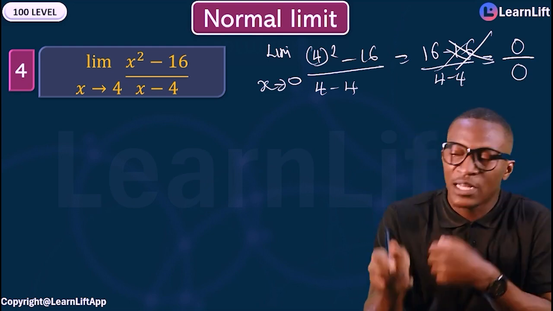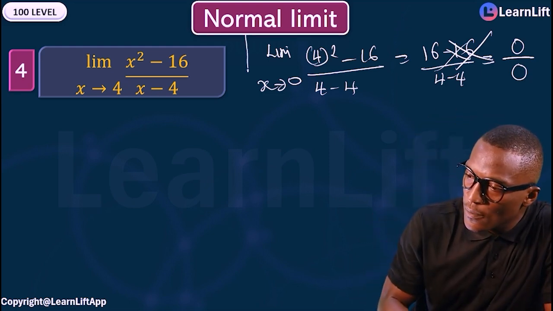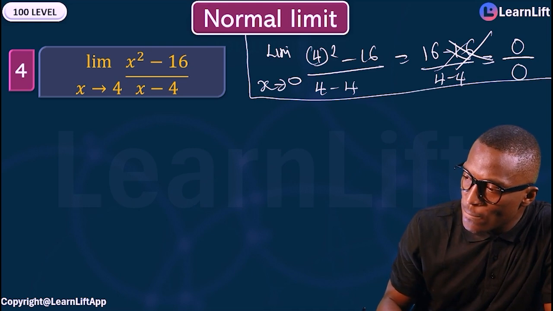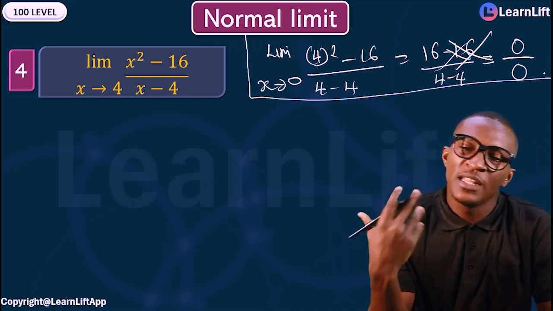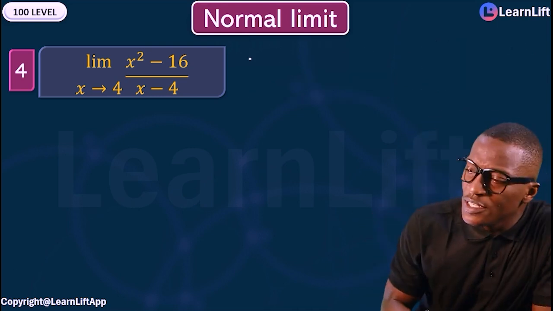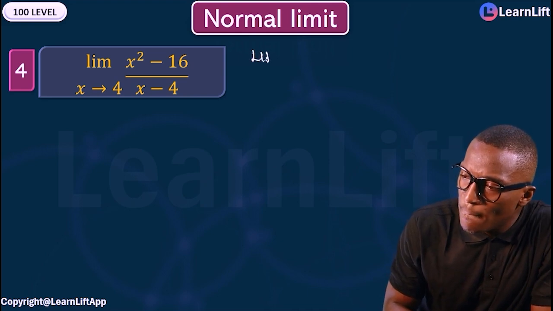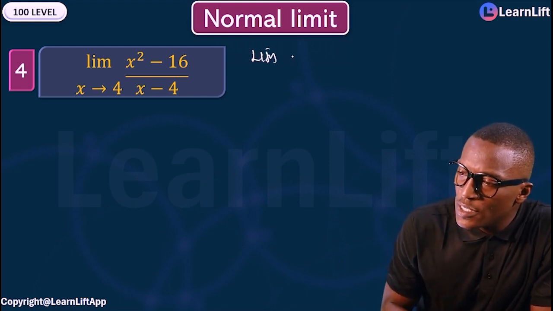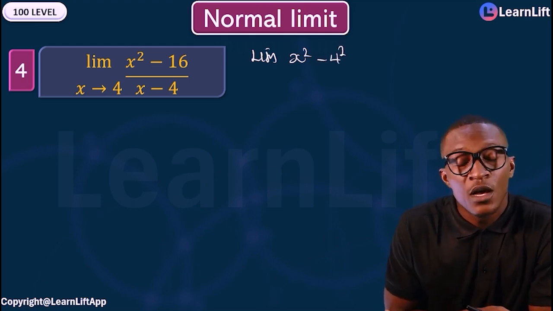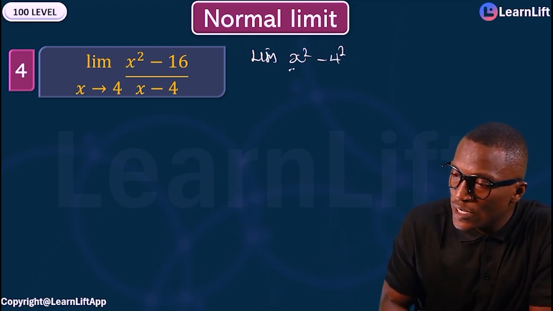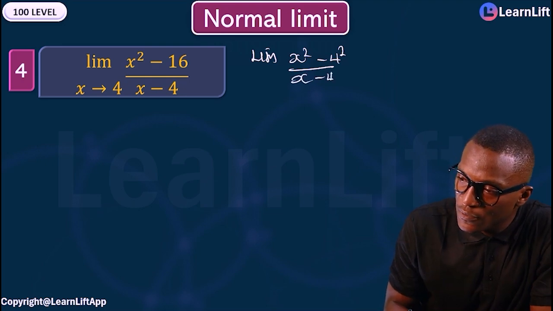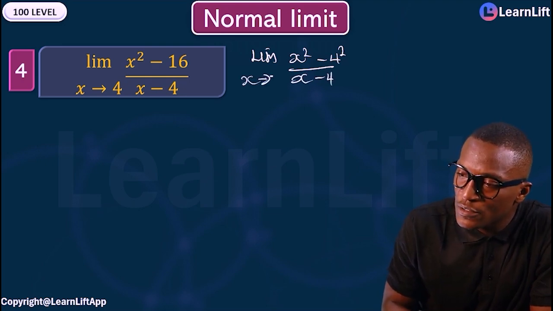And what are the other ways now? Please follow me. Let's take this thing out. This is the same thing as saying the limit of x squared minus 16, which is x squared minus 4 all squared, because 4 squared is 16, all over x minus 4 as x approaches 4.